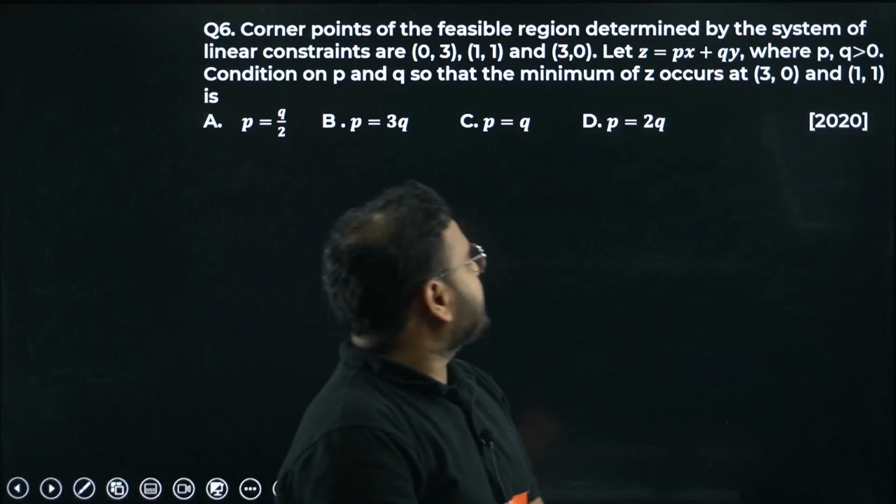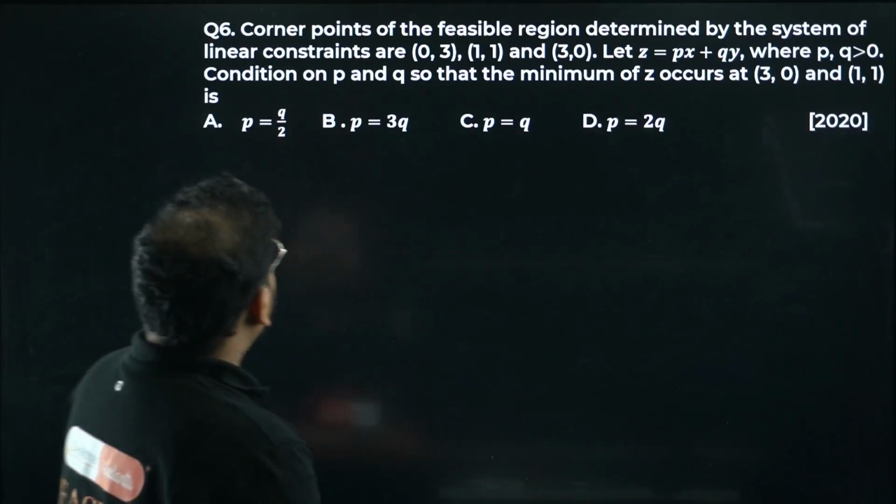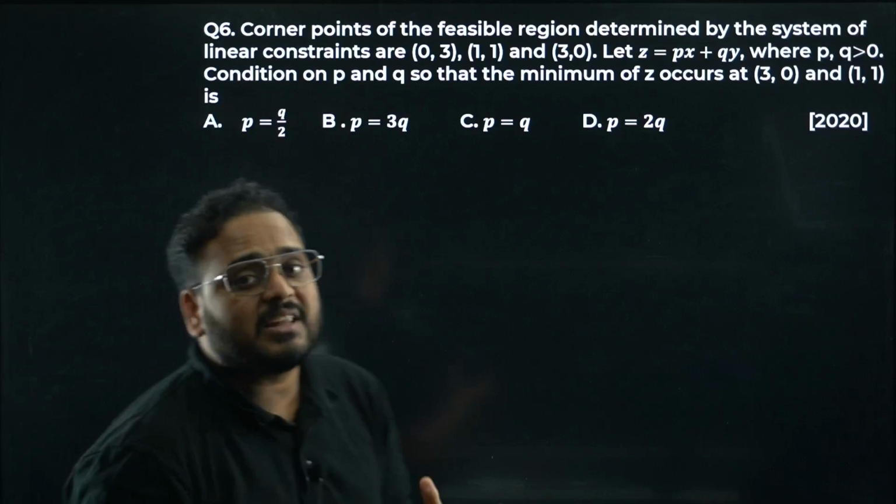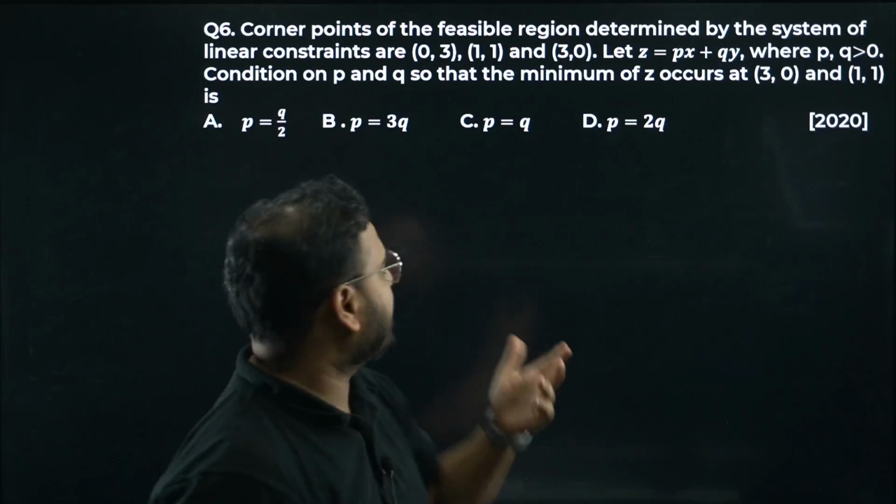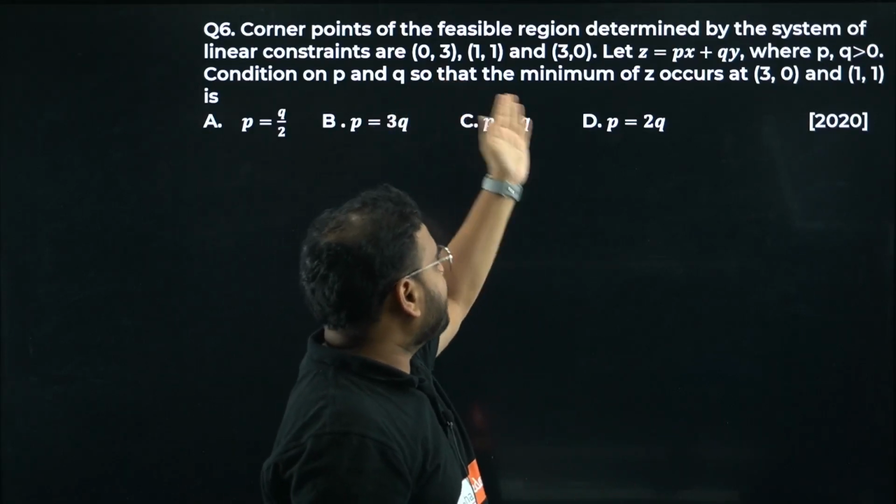Coordinate points of the feasible region determined by a system of linear constraints. They have not given the constraints, they have given us the coordinate points themselves: (0, 3), (1, 1), and (3, 0).